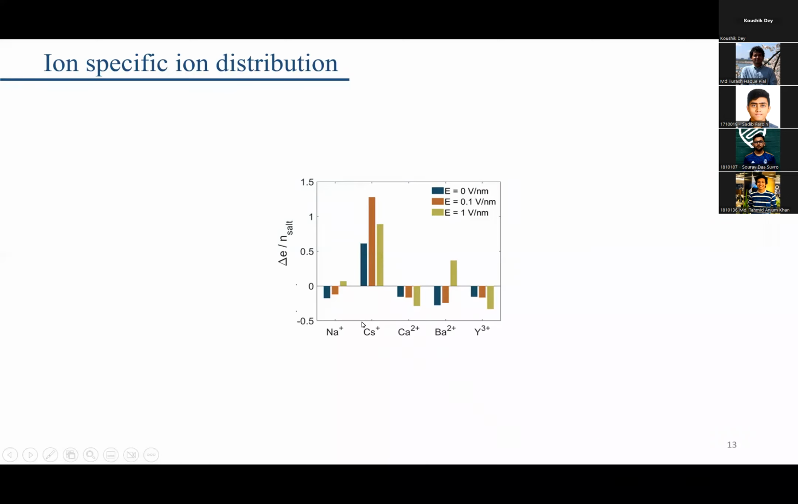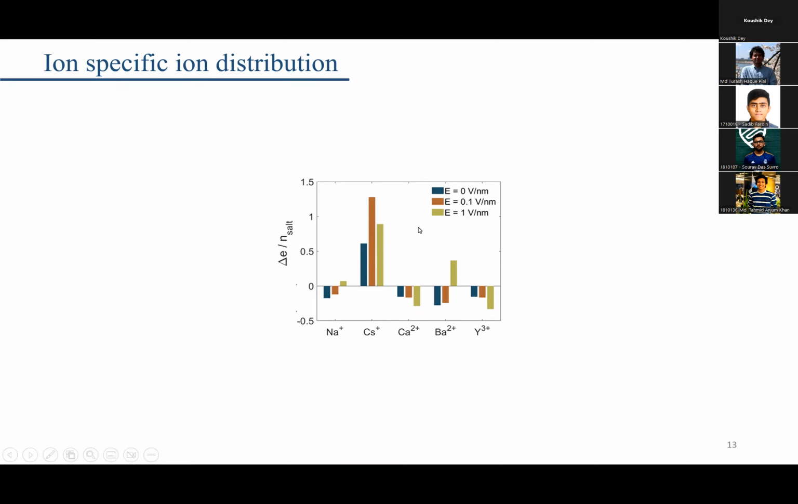And here we are showing this for counterions of different size and valence. If this value is positive, that means you are, if this value is negative, that means you are seeing overscreening behavior, or more negative ion in the bulk.